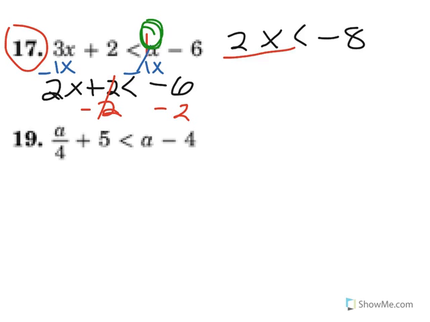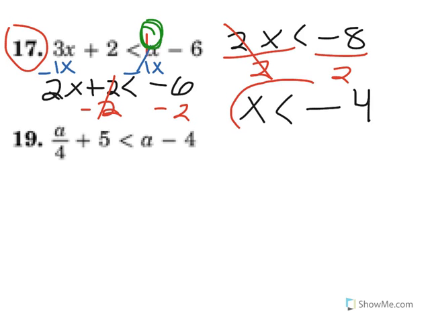Got to get rid of the times 2, so we divide both sides by 2. We're left with x is less than negative 8 divided by 2. That's a negative divided by a positive, so that's a negative. 8 divided by 2, that's 4. So x is less than negative 4. That's going to be the answer to our question for number 17.